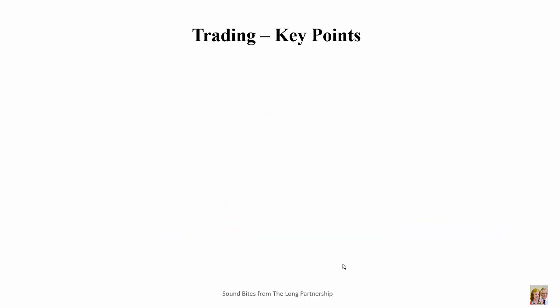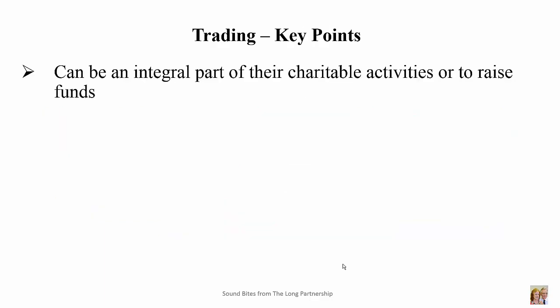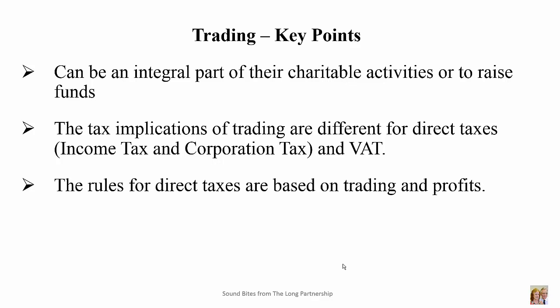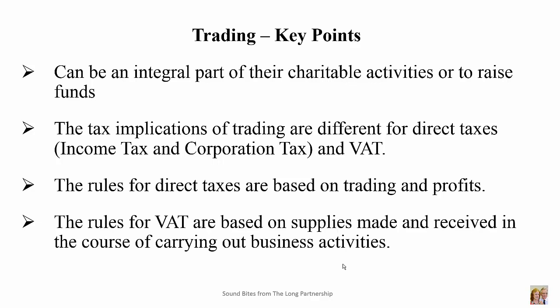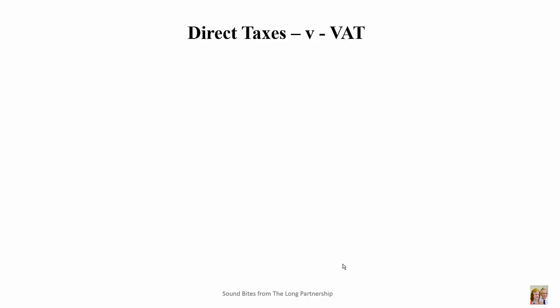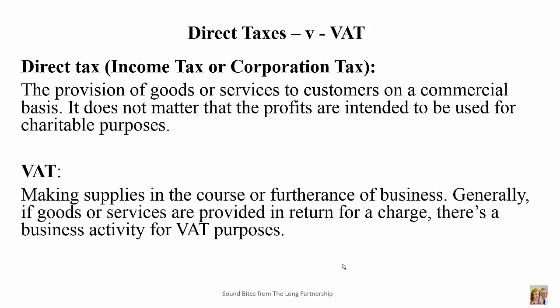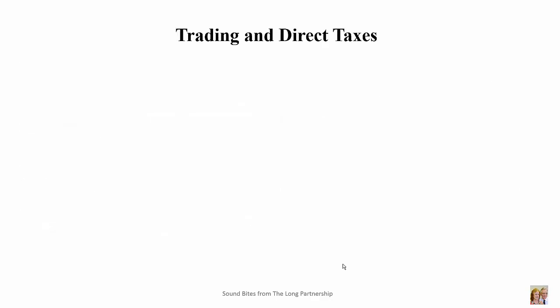Charities trade for various reasons. It might be to raise funds, or it might be an integral part of what they do. You also have to bear in mind that you're dealing with different taxes, and so the rules for income tax and corporation tax differ from those for VAT. For direct taxes, that's income and corporation tax, trading is the provision of goods or services to your customer on a commercial basis, with a view to creating a profit. However, for VAT, you're looking at whether you're making supplies in the course or furtherance of business. So generally, if you make any supplies in return for a charge, VAT will apply.